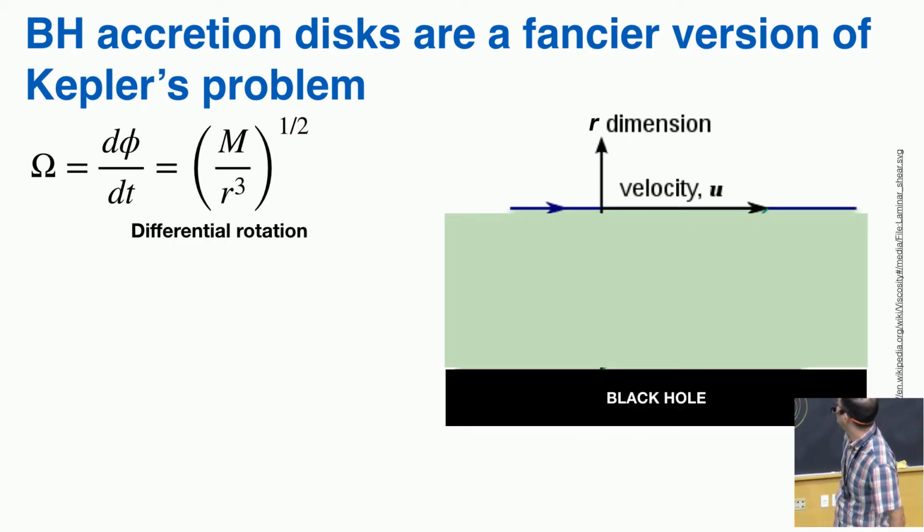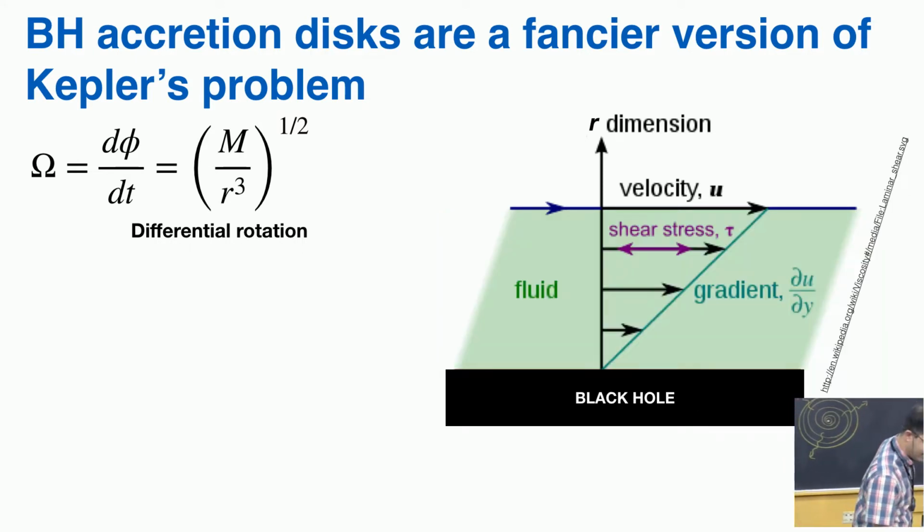Now let's replace the boundary with a black hole, and then you now have a fancier version of Kepler's problem. And you expect to have something that looks like the Keplerian differential rotation, although in this case the velocity vector should be increasing towards the black hole, rather than decreasing. My mistake, I should have corrected that. But the basic idea here is differential rotation. The velocity of the particles around the black hole changes with radius, okay?